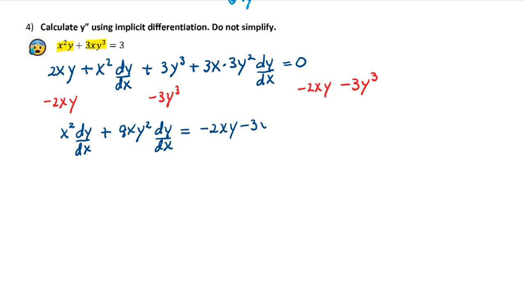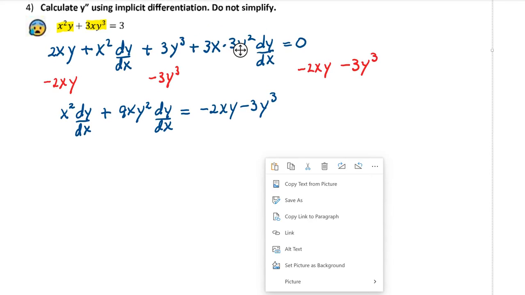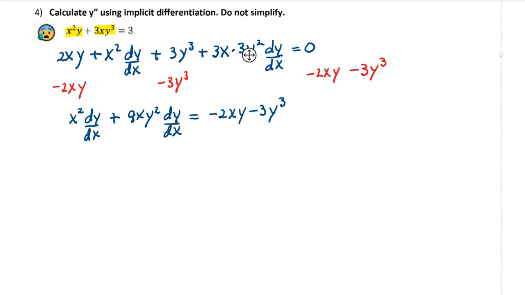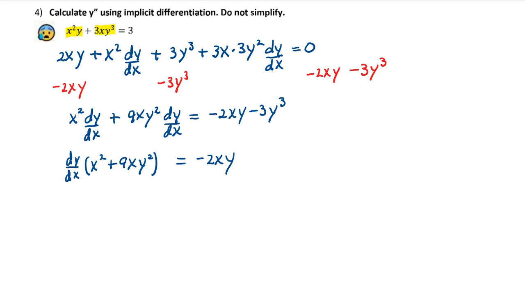minus 3y cubed. Now, it did say not to simplify, but I have to simplify before I take the second derivative so that I can get the dy dx. I need to get the dy dx by itself so that I can take the second derivative. All right, so my next step here is going to be to factor out the dy dx. So I've got dy dx. I'm going to factor that out on the left. That's going to be times x squared plus 9xy squared. On the right side, we still have negative 2xy minus 3y cubed.